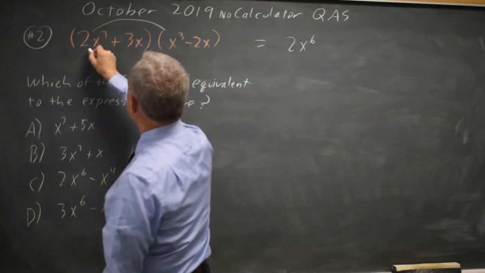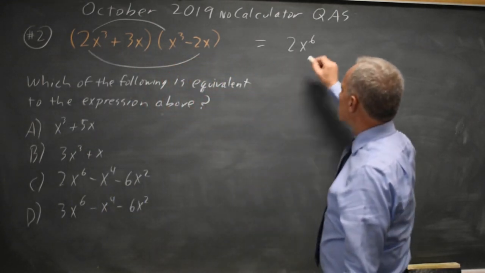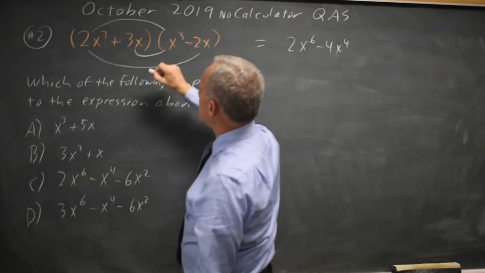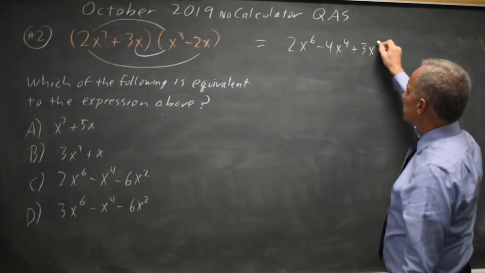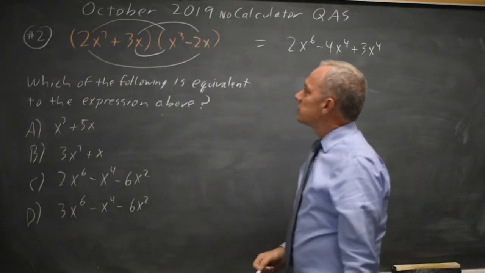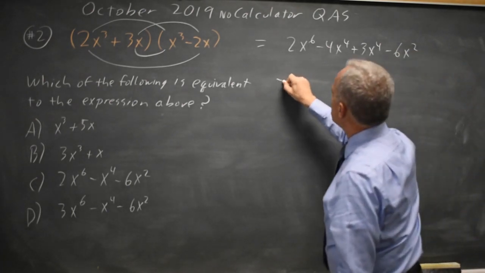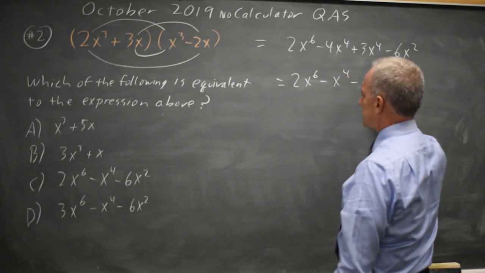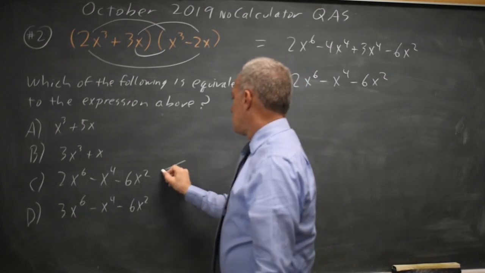And then outside times outside is 2x cubed times negative 2x, which is negative 4x to the 4th. And inside times inside is 3x times x cubed, which is 3x to the 4th, and that's positive. And then last times last, 3x times negative 2x is negative 6x squared. And that simplifies to 2x to the 6th minus x to the 4th minus 6x squared, which is choice C.